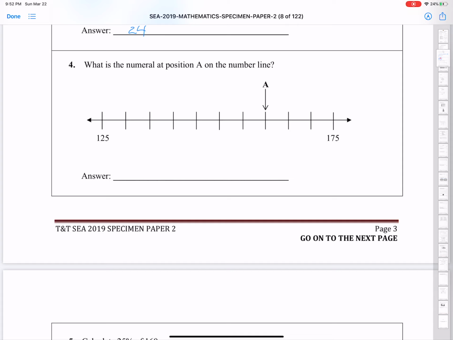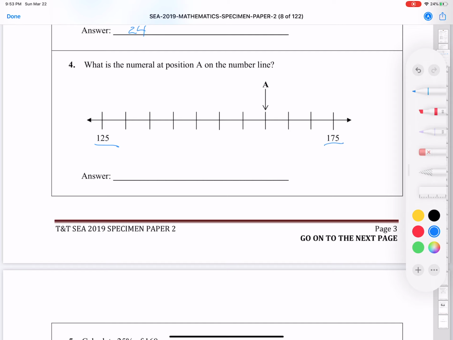What is the numeral at position A on the number line? We have 125 here, we have 175 here. What makes sense? Do we go 126, 127, 128, 129? Is that making sense? No, it isn't. We do what's making sense. So if you started and it didn't make sense, do it over. All right? So the answer is actually, 125, 130, 35, 40, 45, 50, 55, 60, 65, 70, 75. So here would be 160. Sorry about that. Let's move on.